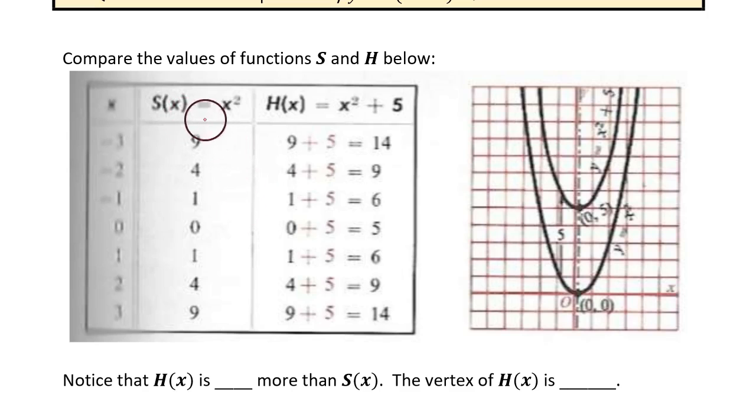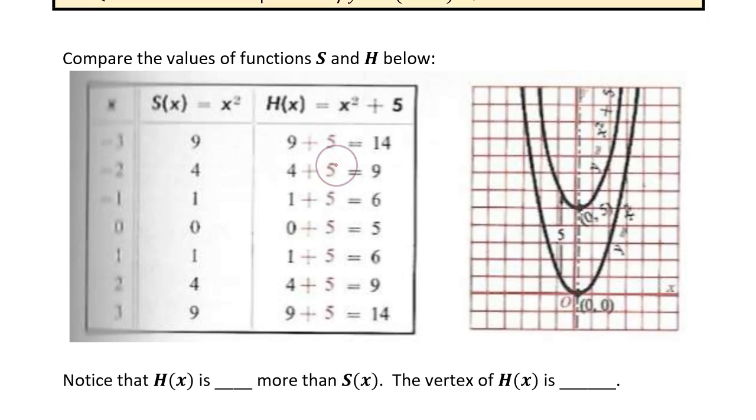Function s is x squared, but function h is x squared plus 5. When you use different numbers for x in those function equations, it produces these answers. When x is -3, x squared is 9, but x squared plus 5 is 5 more than 9, or 14. And you'll notice that in every row, the value of function h is 5 more than the value of function s.